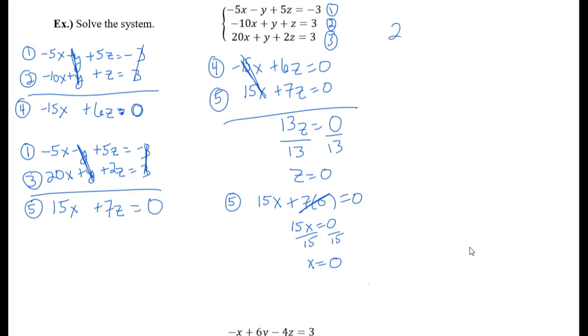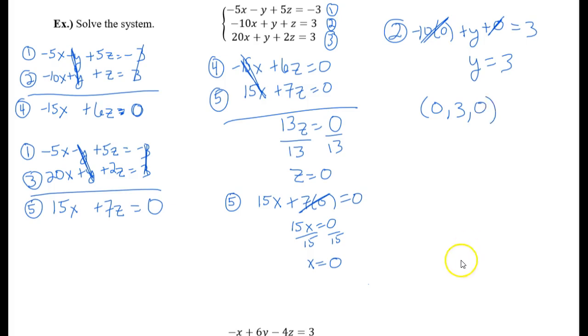So using equation 2, replacing x with 0, replacing z with 0, and equals 3. 0 times anything is 0, this is 0. The only thing I have left is y equals 3. So now I have my ordered triplet x, y, z.